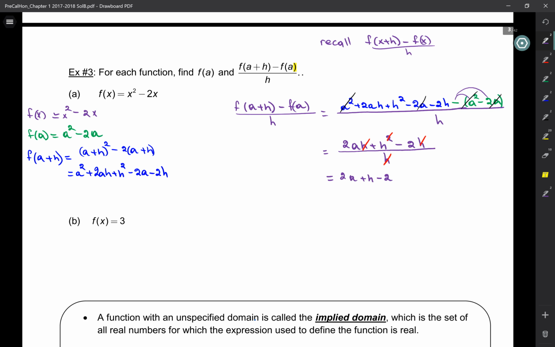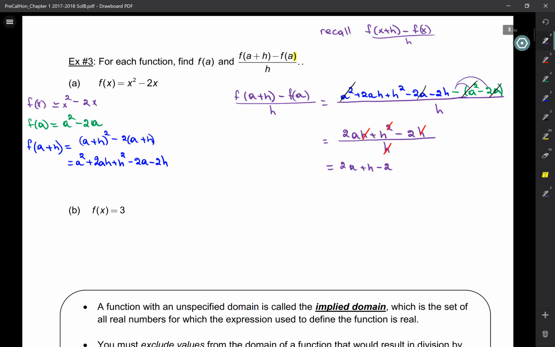So now, in this case, we want f of x equals 3. In the top, in problem A, it was f of x equals x squared plus 2x. How did you know that you replaced x with a and not h? Well, because what does the question ask for? The question calls for f of a plus h, and f of a.